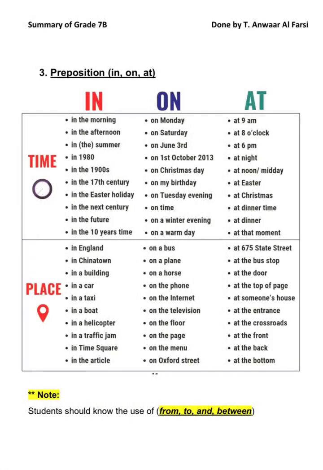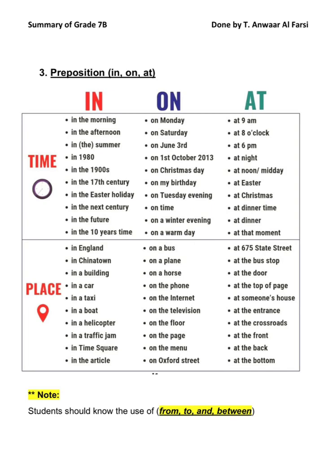The next point is the prepositions in, on, and at. So basically you have 2 boxes here, the time and place. They all use the in, on, at prepositions. You have many sentences, you have many examples. For a time, we can say in the morning, on Monday, at 9 a.m. And for the place, we can say in Chinatown, on a plane, at the bus stop.